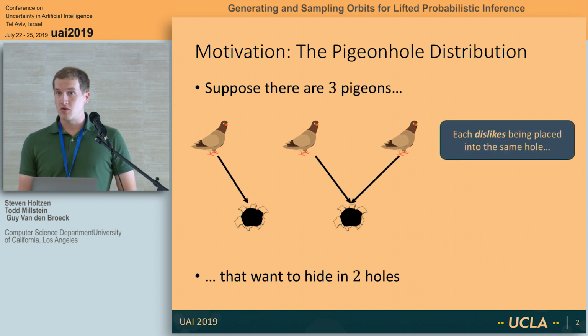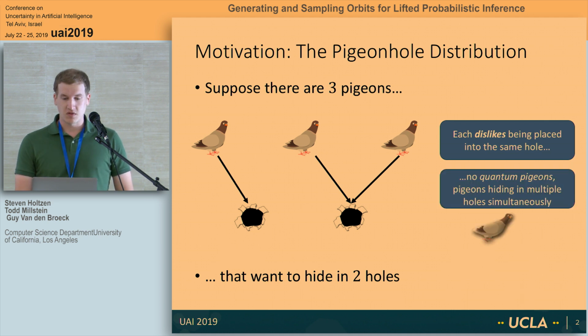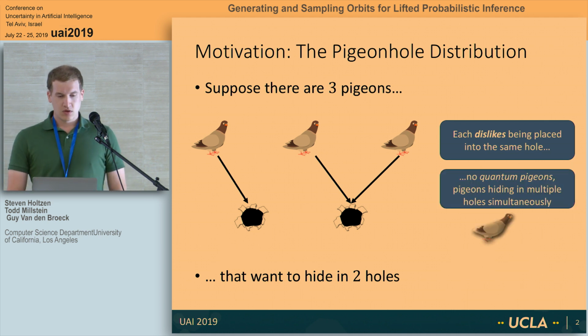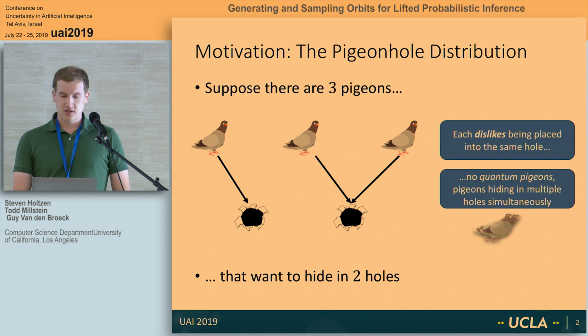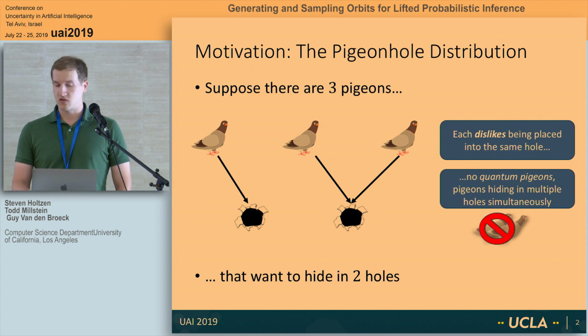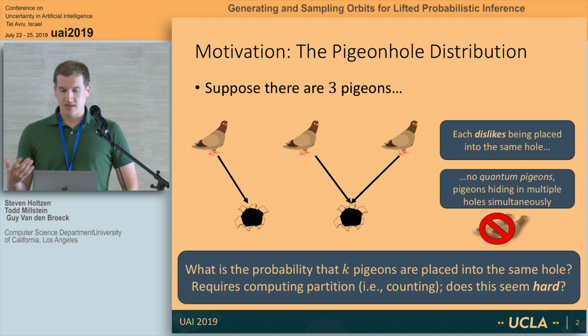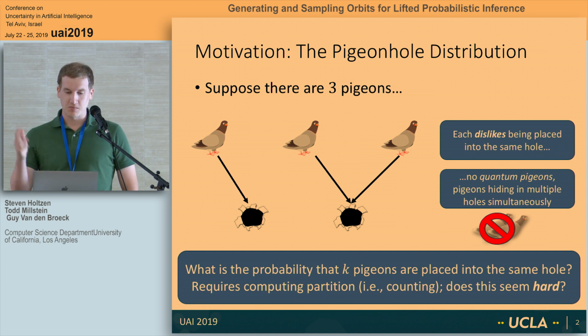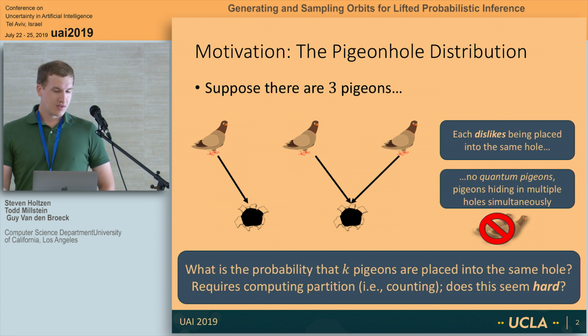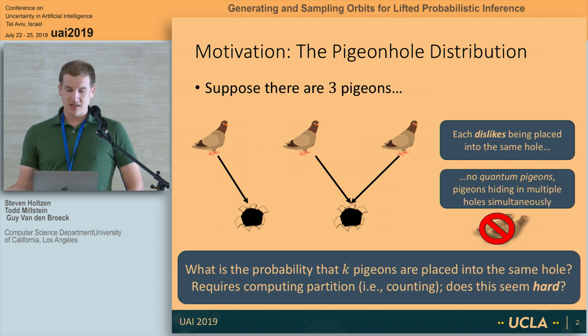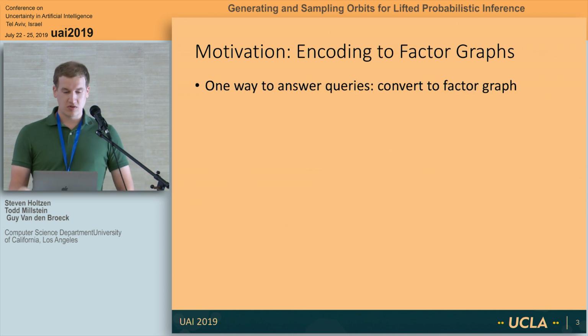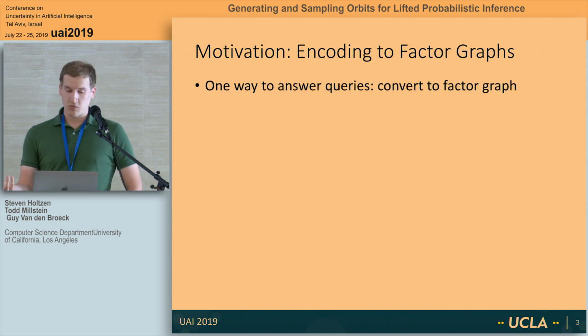I'm going to start with a motivating example modeling problem. This is the pigeonhole distribution. Suppose there are 3 pigeons, and they each want to hide in these 2 holes here. They dislike being placed into the same hole. And there are no quantum pigeons, pigeons that are in multiple holes at the same time. That's not allowed. We want to know the probability that k pigeons are placed into the same hole. This would require computing the partition function, some kind of counting problem.